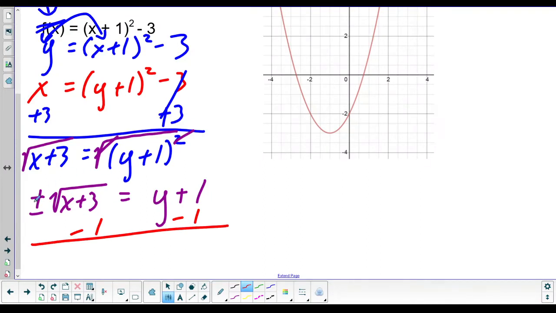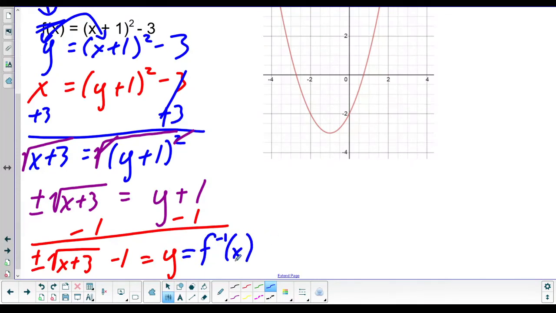Because this stuff is in a math operation, you can't subtract the 1 from the 3, so we're just going to put it at the end. So this is plus or minus the square root of x plus 3, minus 1, equals y. And then for completeness, you should change your y back to f inverse of x, just to show us that it's the inverse, because the y doesn't really tell us a whole lot there. All right, so that's how you do it with an equation. You just swap the x and the y and then solve for y.